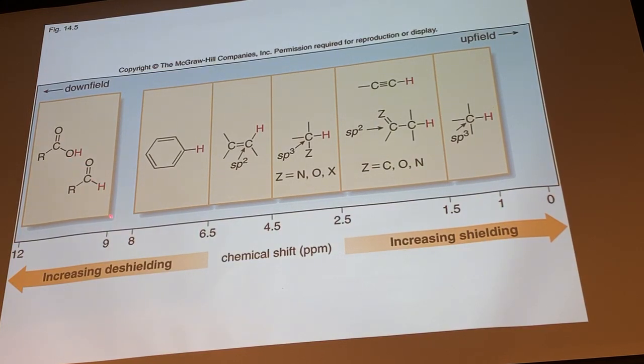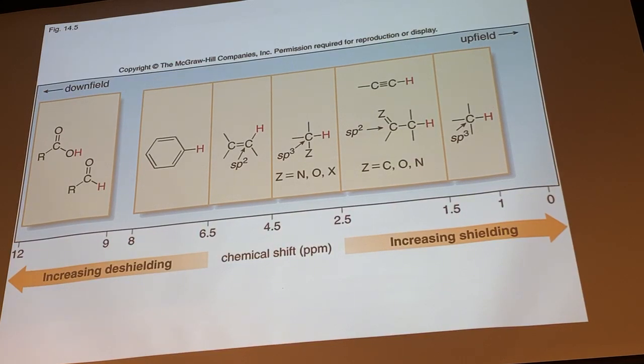If we look at the hydrogens down here, we see that a hydrogen of an aldehyde is extremely deshielded, usually showing up around 9 ppm. It's deshielded by the pi electrons of that carbonyl group. And it's also deshielded by the electronegative oxygen. So having 2 deshielding effects means that aldehyde hydrogens are going to be significantly further downfield than alkene hydrogens.